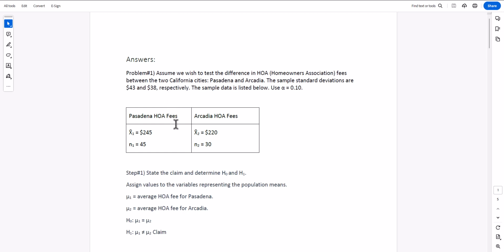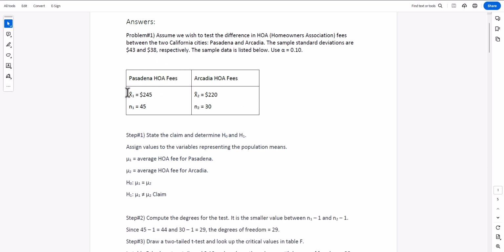Alpha is 0.10. So we have our information here. Our first step is to state the claim, determine H naught and H sub 1. For mu sub 1, we will use the average HOA fees for Pasadena. For mu sub 2, average HOA fees for Arcadia.